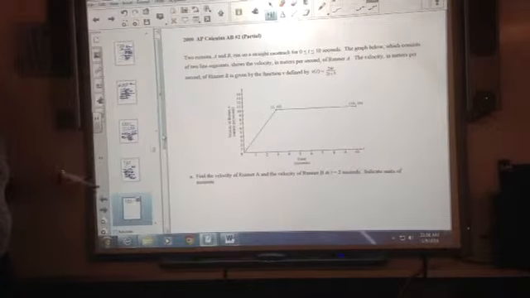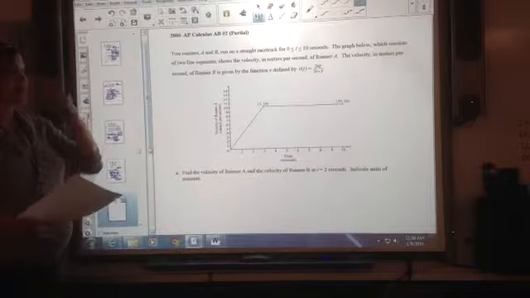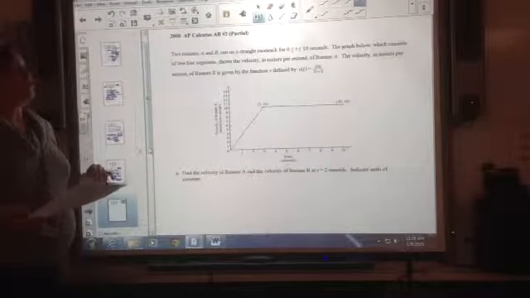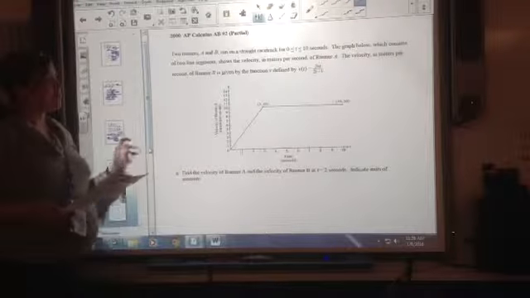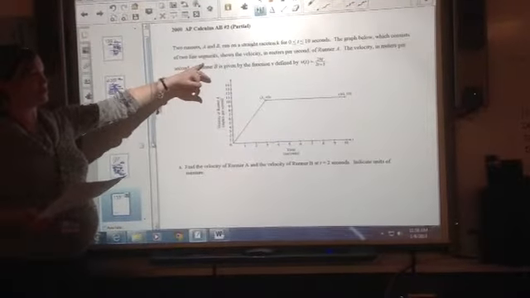Okay, this is on your daily lessons, page 133. So we've got two runners, A and B, who run on a straight racetrack. For 0 to 10 seconds, the graph below, which consists of 2 line segments, shows the velocity in meters per second of runner A.